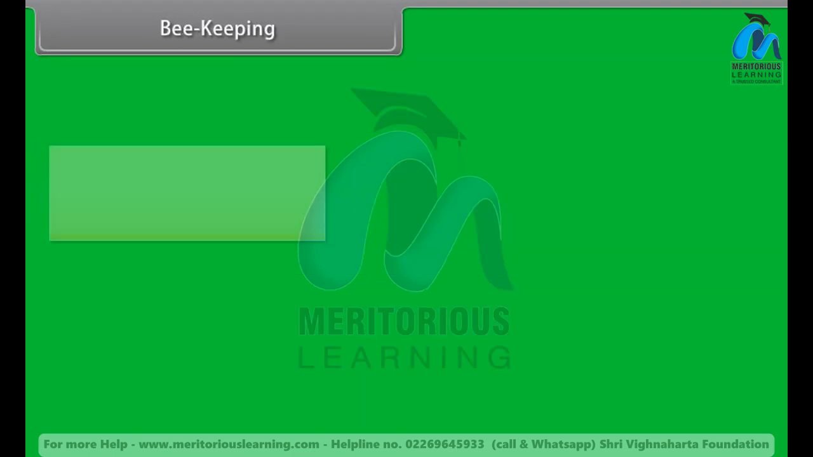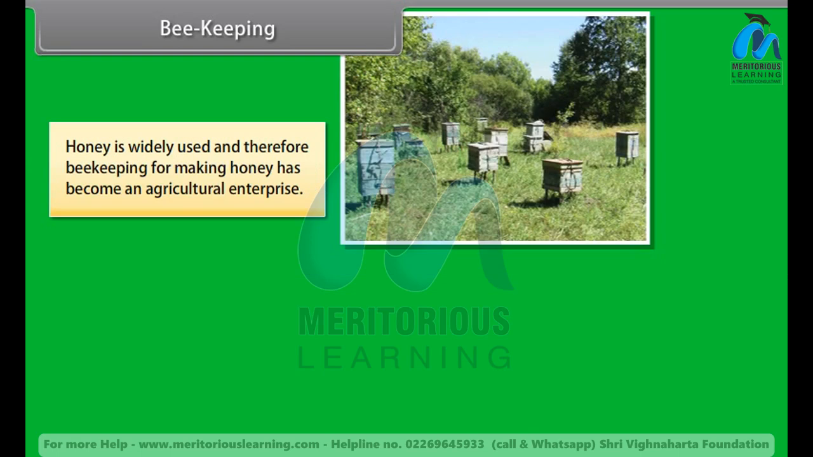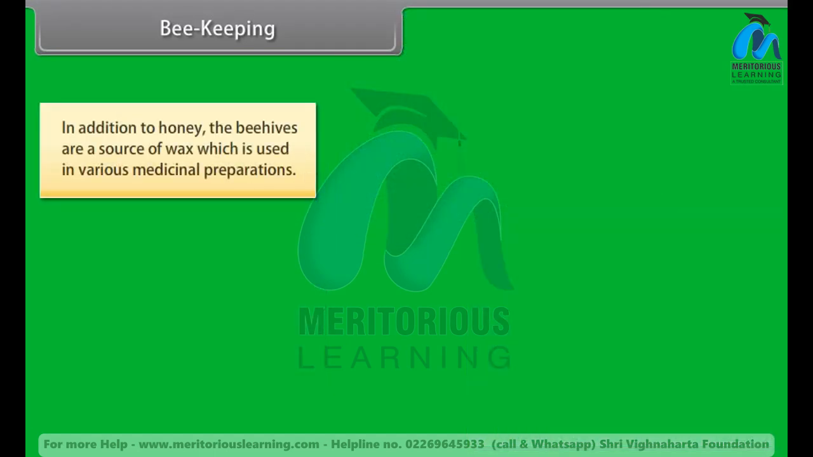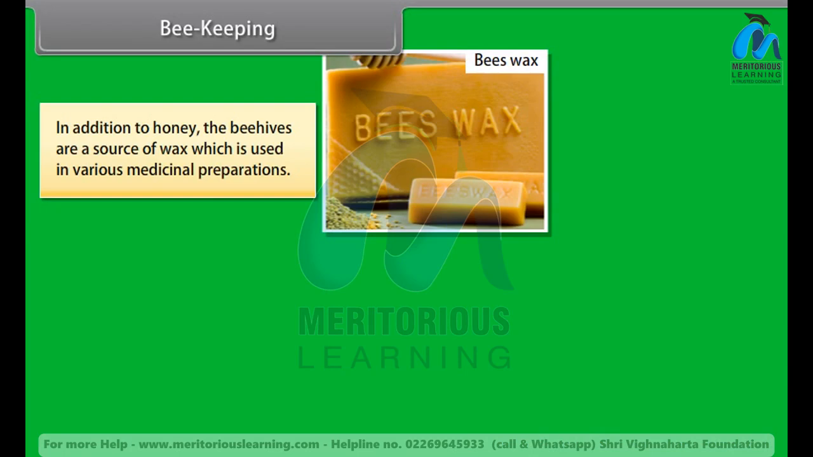Beekeeping. Honey is widely used, and therefore beekeeping for making honey has become an agricultural enterprise. Since beekeeping needs low investments, farmers use it as an additional income source. In addition to honey, the beehives are a source of wax which is used in various medicinal preparations.